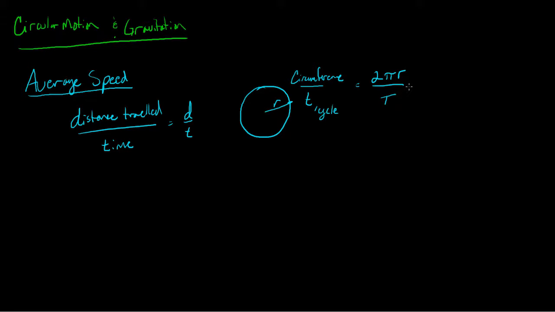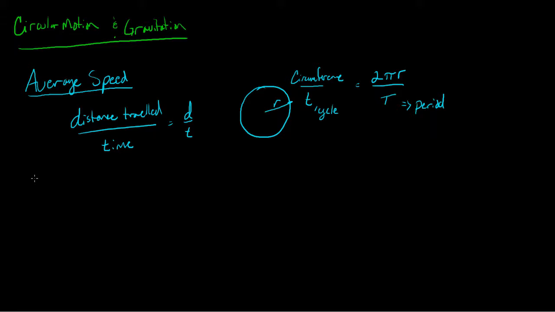Now, we will find out that the time it takes to complete a cycle of something is called the period. This is the amount of time it takes to complete one complete cycle, either around a circle or for a wave or something like that. It's a very powerful concept.